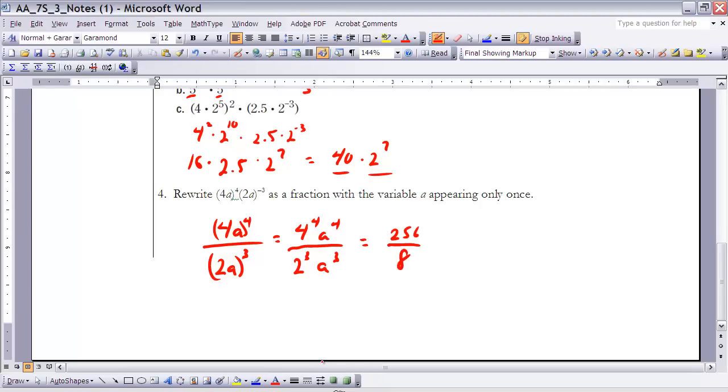So if I do that, 4 to the 4th is 256, 2 to the 3rd is 8. Now with my a's, I have a to the 4th on top and a to the 3rd on bottom, so I can subtract those, which leaves me with a to the 1st, or just a on top. And then 256 divided by 8 is 32. Therefore, 32a would be the most simplified answer for the original problem.